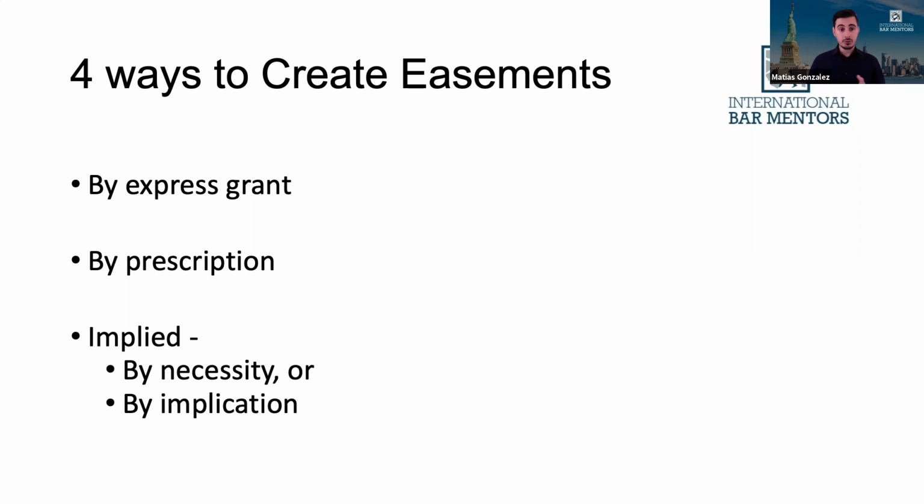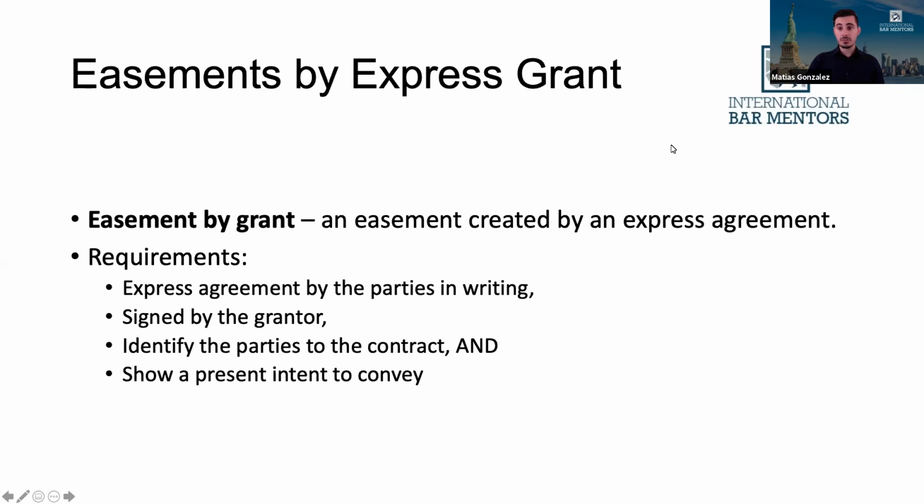So the first one is by express grant, by prescription, or easements can be implied, and they can be implied by necessity, or they can be implied by implication. So first, let's talk about an easement by grant. An easement by grant is the one that is most common to think of.